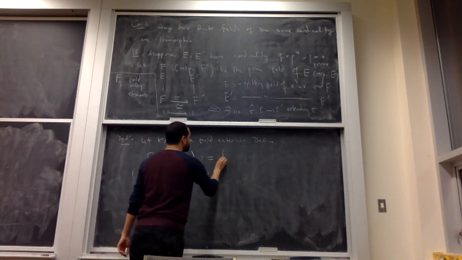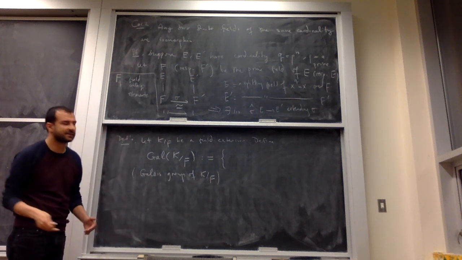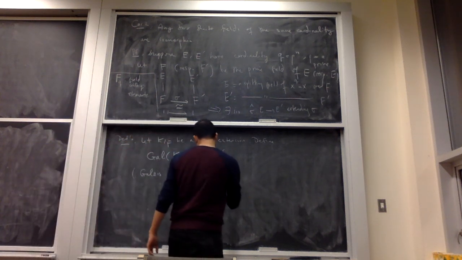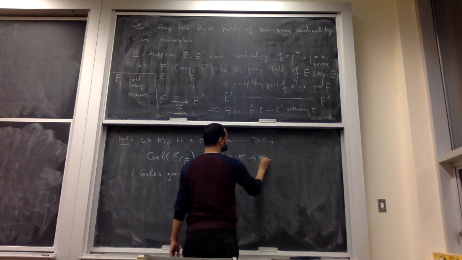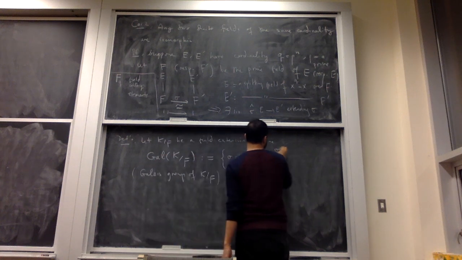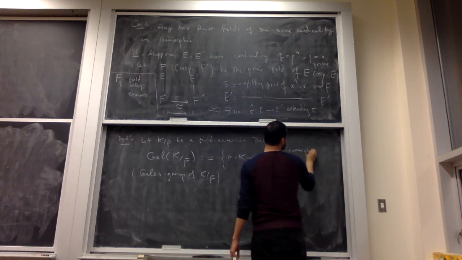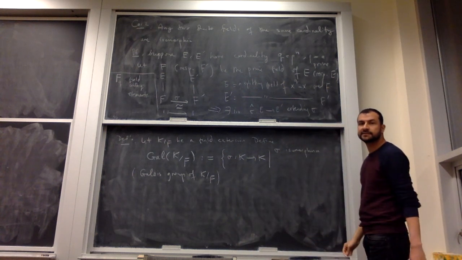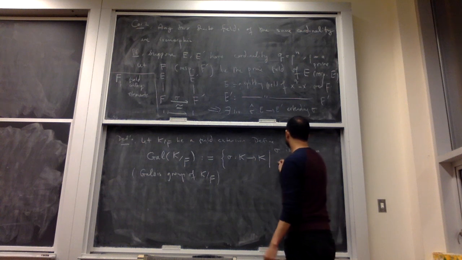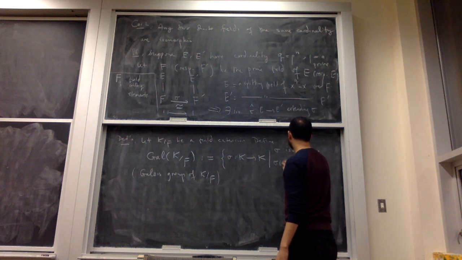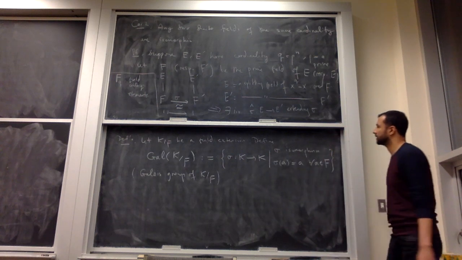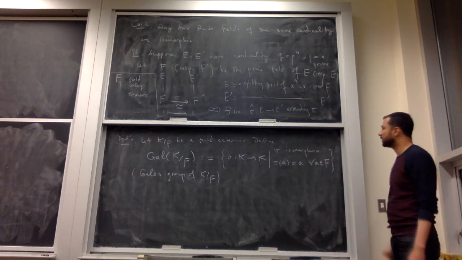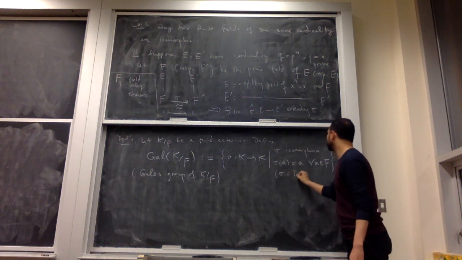Let me define it as a set, and then we'll discuss that it's actually a group. So this consists of isomorphisms sigma from K to K, such that sigma is an isomorphism. And moreover, sigma fixes F. Sigma of a is equal to a for every a in F. So in other words, sigma is equal to the identity on F.